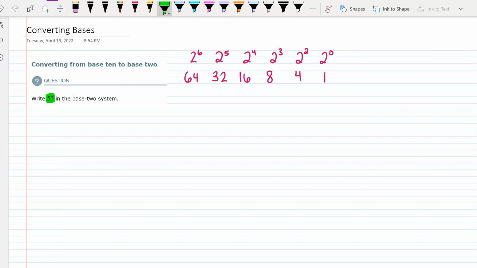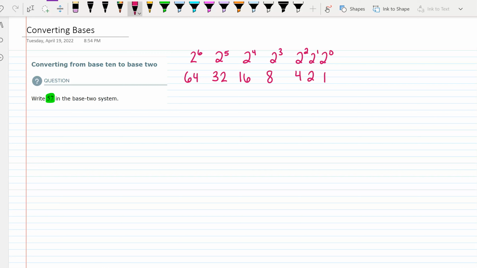And you'll notice that I wrote them from right to left because that's your place value system. The farthest to the right before a decimal place is the 0 power of your base. And then to the left of that is the, oh, I forgot 2. Sorry. 2 to the 1st is 2.